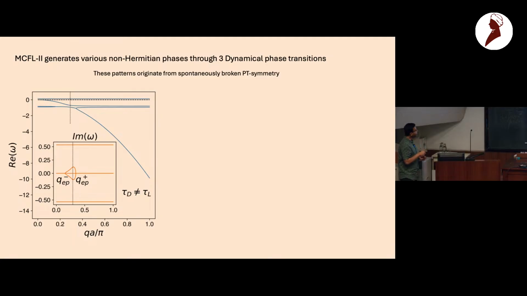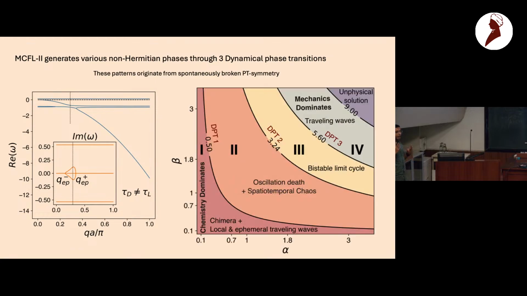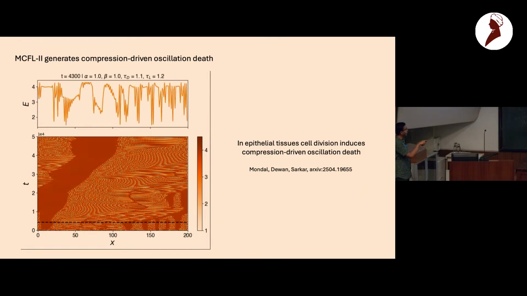And what we find is that this spontaneously broken PT symmetry leads to 3 dynamical phase transitions that give rise to 4 different classes of phases in the system. When the mechanochemical feedback is really weak, you have chemistry-dominated patterns that you see for normal coupled Brusselators. Whereas when alpha and beta are really strong, you have mechanics-dominated patterns, such as traveling waves. In between, you start getting unique patterns that are never observed in any Hermitian system. One of these is collective oscillation death, and another is the bistable limit cycle. And this collective oscillation death is particularly important, and it looks like this.